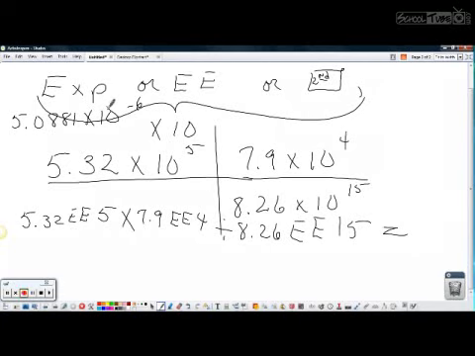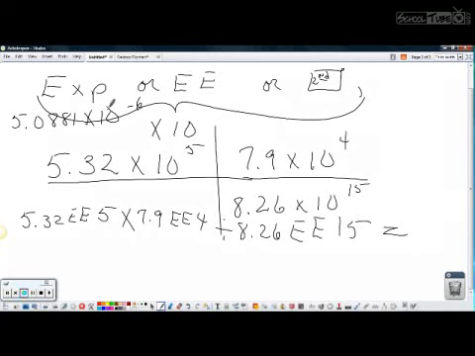Now here's what's going to happen if you don't do the way I'm teaching you how to do this. If you say 5.32 times 10 to the 5th times 7.9 times 10 to the 4th divided by, you're going to get the wrong answer. You're going to have 1 power of 10 too much. Sometimes it does, sometimes it doesn't.